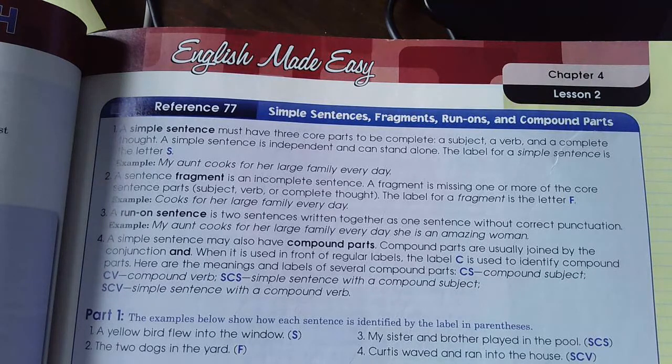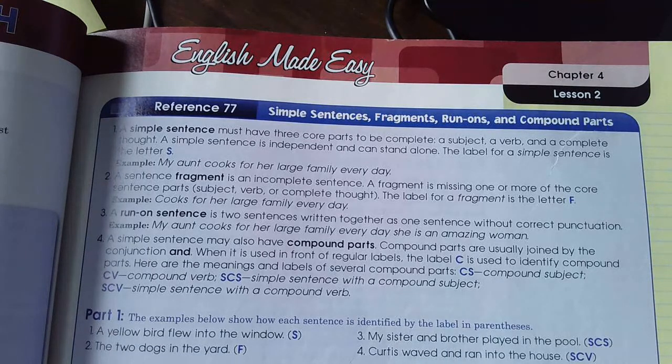2, a sentence fragment is an incomplete sentence. A fragment is missing one or more of the core sentence parts: the subject, verb, or complete thought. The label for a fragment is the letter F. Example: cooks for her large family every day.